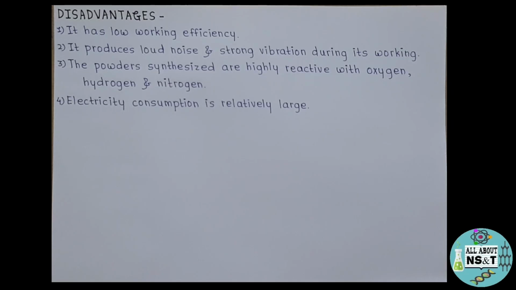Lastly, let's look at its disadvantages. Firstly, it has low working efficiency. Next, it produces loud noise and strong vibrations during its working. The powders synthesized are highly reactive with oxygen, hydrogen, and nitrogen. And lastly, electricity consumption is relatively large. So, these were a few disadvantages of ball milling.